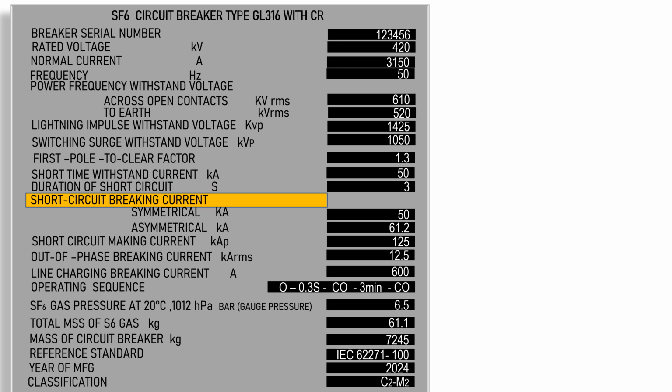Short circuit breaking current. It is the highest RMS value of short circuit current which a circuit breaker is capable of breaking under specified conditions, and is expressed in kiloamperes RMS. Rated short circuit breaking current is sometimes also expressed as symmetrical breaking current and asymmetrical breaking current.